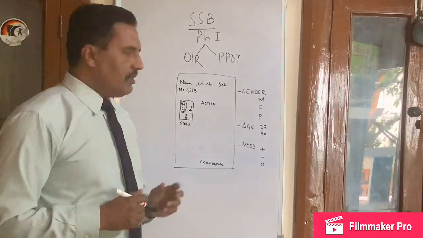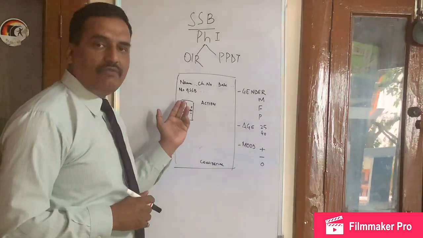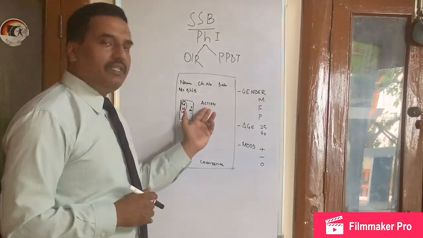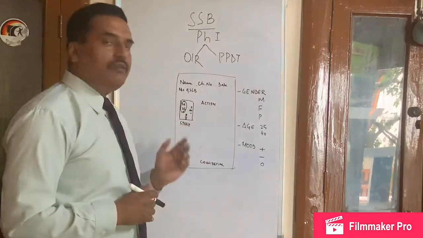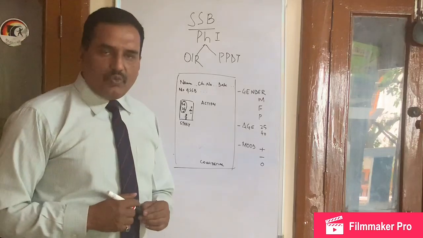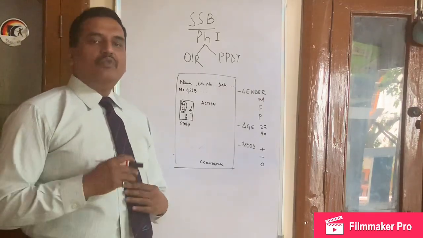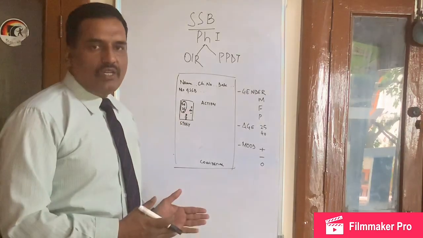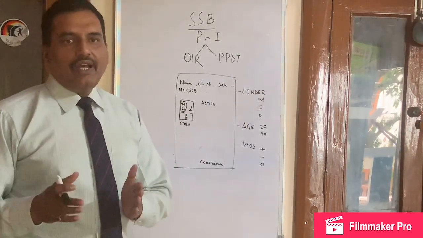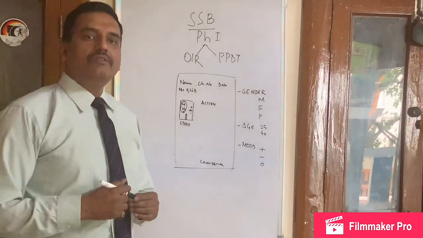Now once you have done these two things, that is, you have written the observation and you have written the action, you are supposed to write a story around the situation which has been shown to you. So how will you write a story? You will write what has led to the situation, what is presently going on, and what will be the outcome of the situation.